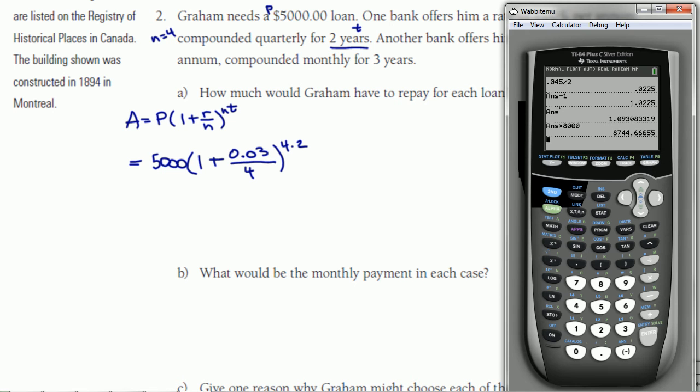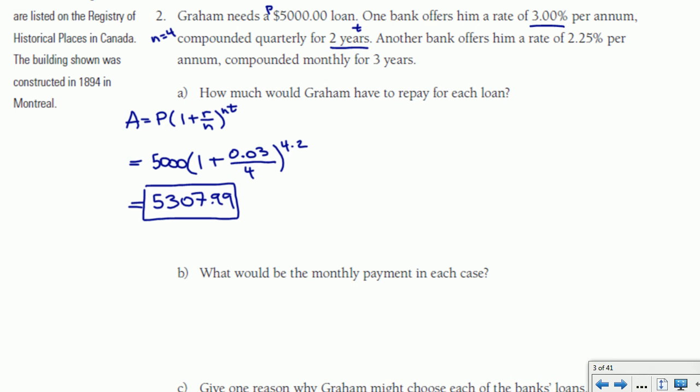So doing this in our calculator, we'll go 0.03 divided by 4, add 1 to that number, and raise that number to 4 times 2. So 4 times 2 is 8, so the exponent will be 8, and we need to multiply that by 5,000. So that's $5,307.99. So that's option 1. Let's have a look at option 2.